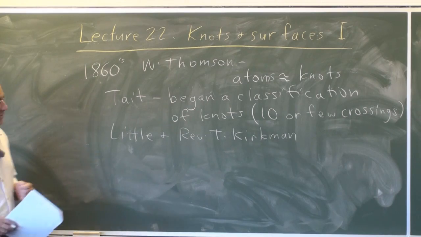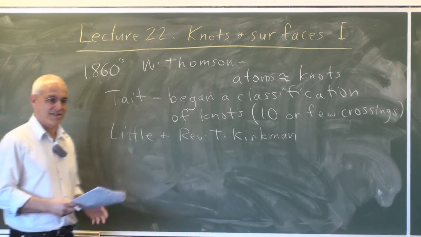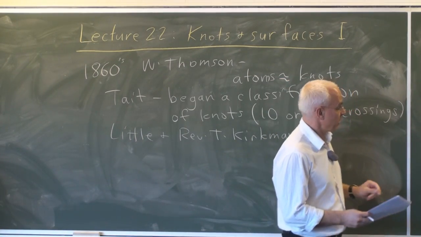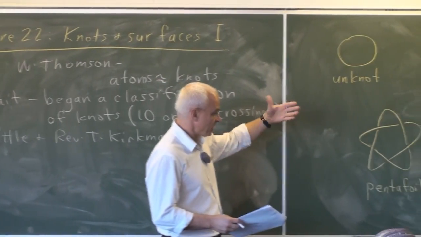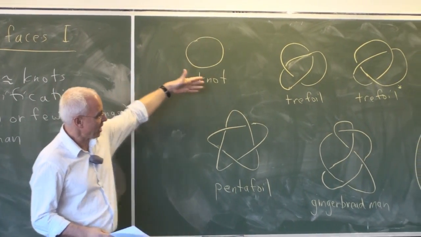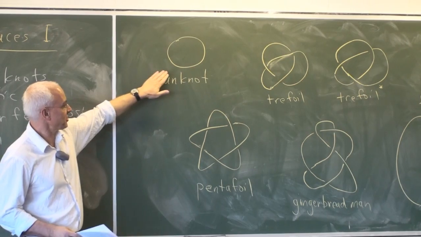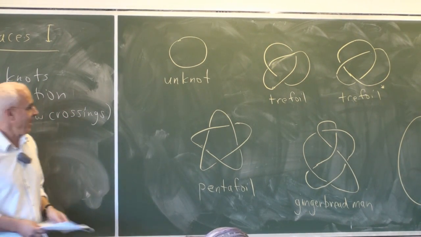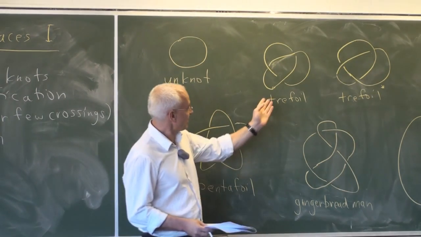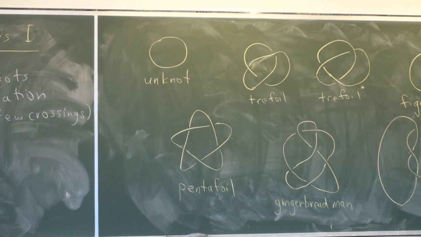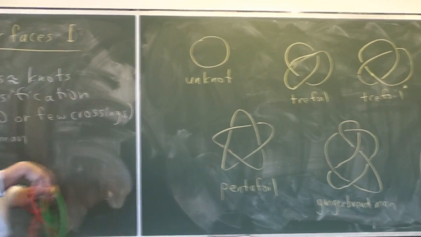So let's have a look at some of the knots on Tate's list, which was begun around the beginning of the 19th century; by the beginning of the 20th century, it was more or less completed. And so there are knots like this appearing. The simplest knot is the unknot, which is simply a circle. And then the next simplest knot is a trefoil. And the trefoil comes in two different kinds. One is the mirror image of the other.